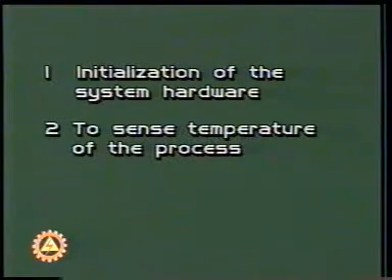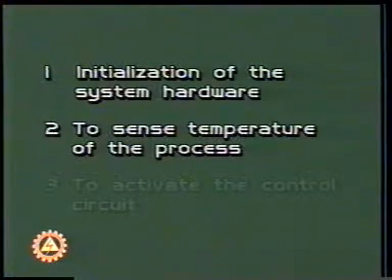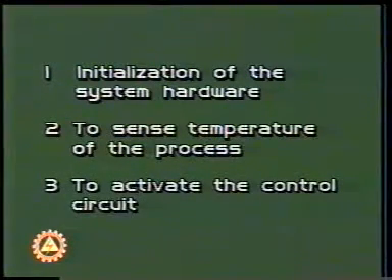On completion of circuit design, our next step would be to convert the desired operations of the system into detailed flowcharts. We follow a modular approach, and for this purpose we divide the complete system functions into 3 steps. Step 1, initialization of the system hardware. Step 2, to sense temperature of the process, and step 3, to activate the control circuit.